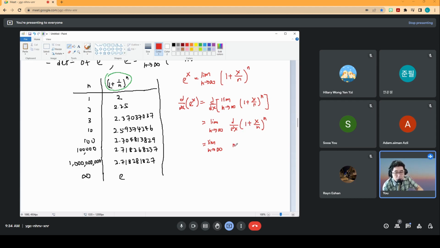So bring down the power, minus by 1, multiply by the derivative of the inside. You'll see that the n here cancels off. You're left with (1 + x/n)^(n-1). Since n goes to infinity, you'll see that this expression and this expression have no difference, because it's just minus 1 and n goes to infinity. Therefore this is e^x. This is why it's true. Can you follow?